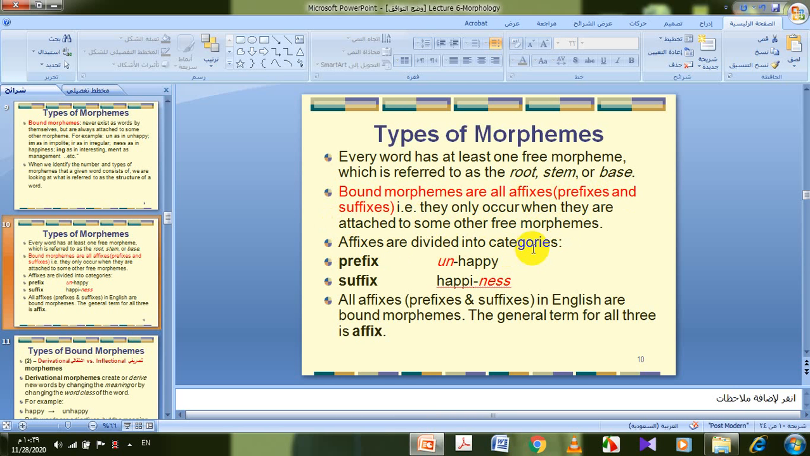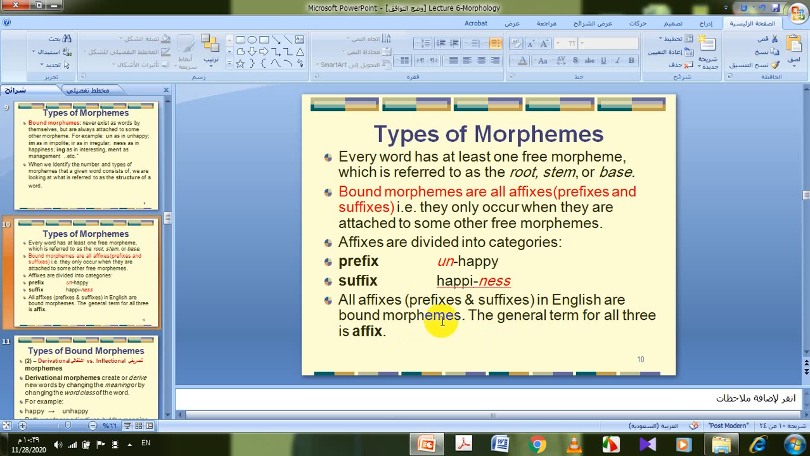Affixes are divided into two categories. Prefixes like un in unhappy, suffixes like ness in the word happiness. A prefix comes at the beginning of words, a suffix comes at the end of words. All affixes, prefixes and suffixes in English are bound morphemes. Again, all affixes like prefixes and suffixes in English are bound morphemes. Of course, this is very important.